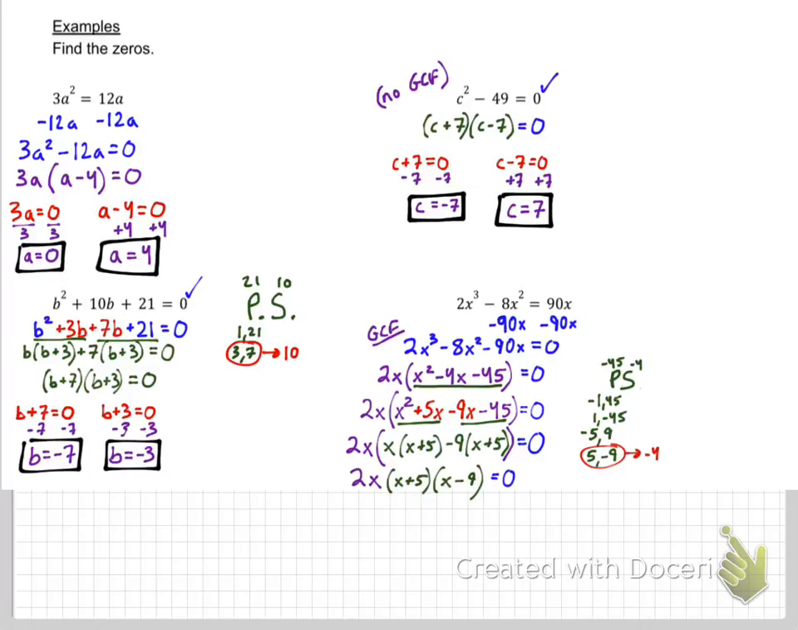When you have three factors, it's simple. You just write down all three factors and set them each equal to 0. So I'm going to have 2x equals 0. I'm going to have x plus 5 equals 0. And I'm going to have x minus 9 equals 0. Solve each of these, divide by 2, subtract 5, and add 9, and I get 3 different solutions. And yes, you can try all 3 of those solutions out, and they all work here.